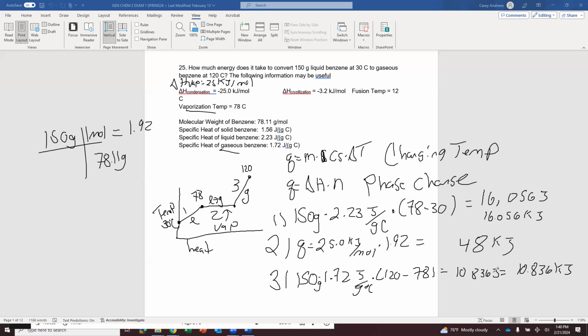Now I'm going to add everything up. So 16.056 plus 48 plus 10.836. My final energy is 74.892 kilojoules. And that's how you solve the heating curve problem. That's it for test 1. So if you had any questions about that, do let me know. Otherwise, I will see you in the next video.